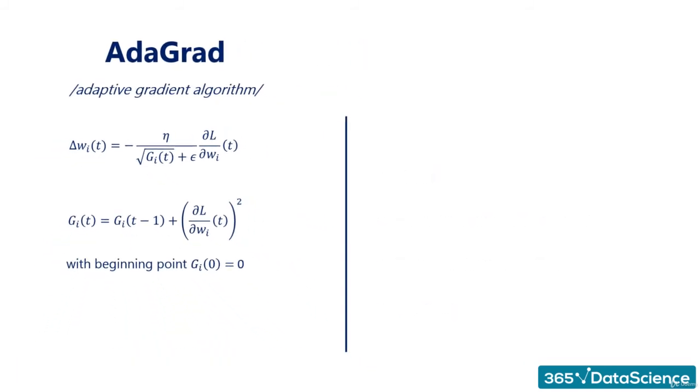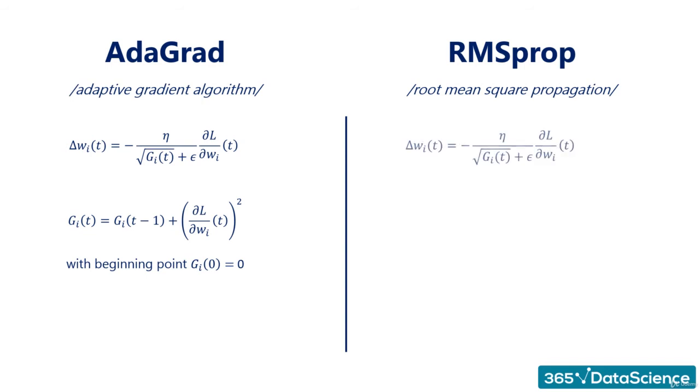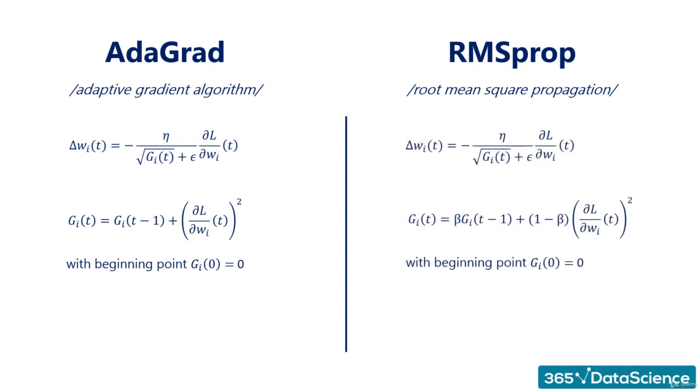The second method is RMSprop, or the root mean square propagation. It is very similar to AdaGrad. The update rule is defined in the same way, but the g function is a bit different. The two terms are assigned weights, beta and 1 minus beta respectively, effectively keeping track of a moving average of the g values. This new hyperparameter beta is a number between 0 and 1. The value 0.9 is very typical.